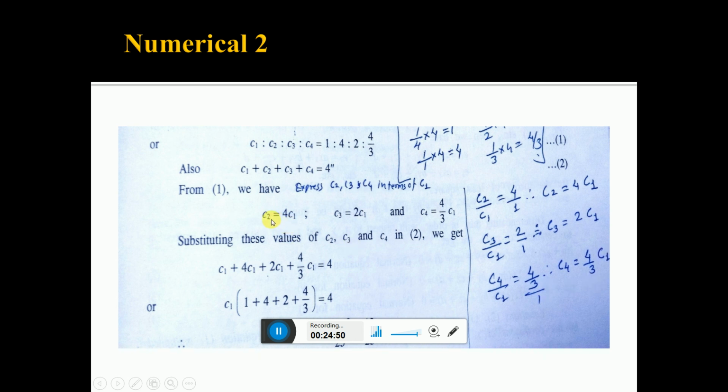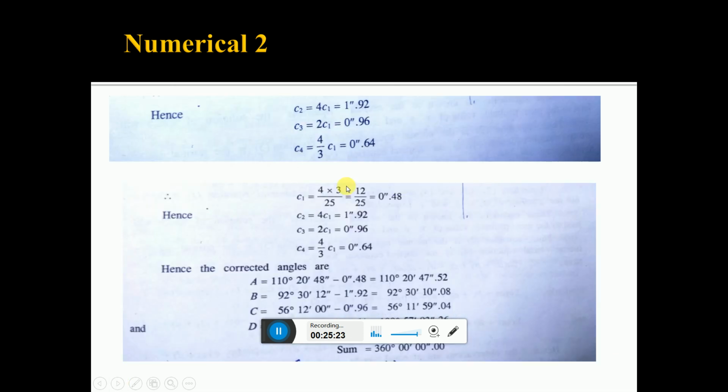So, substitute these values of C2, C3 and C4 in equation number 2. If you substitute the values in equation number 2, you will get the value of C1. Once you get the value of C1, then putting the value of C1 here, you will get the value of C2. Putting the value of C1, you will get C3, and likewise you will get the value of C4. So C1, C2, C3 and C4, these corrections are known.